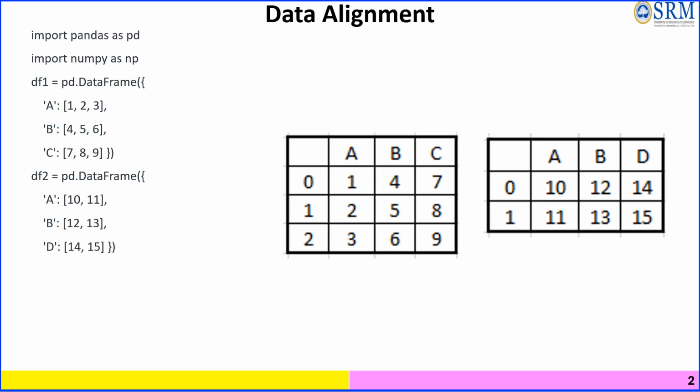Then one more example for data alignment. First we have to frame the data frame. Here pd.DataFrame, open the parenthesis. Under that you have to give three labels A, B, C, and under that the data. This is the normal index. Similarly for the next data frame, the columns are A, B, D, and the data is given.